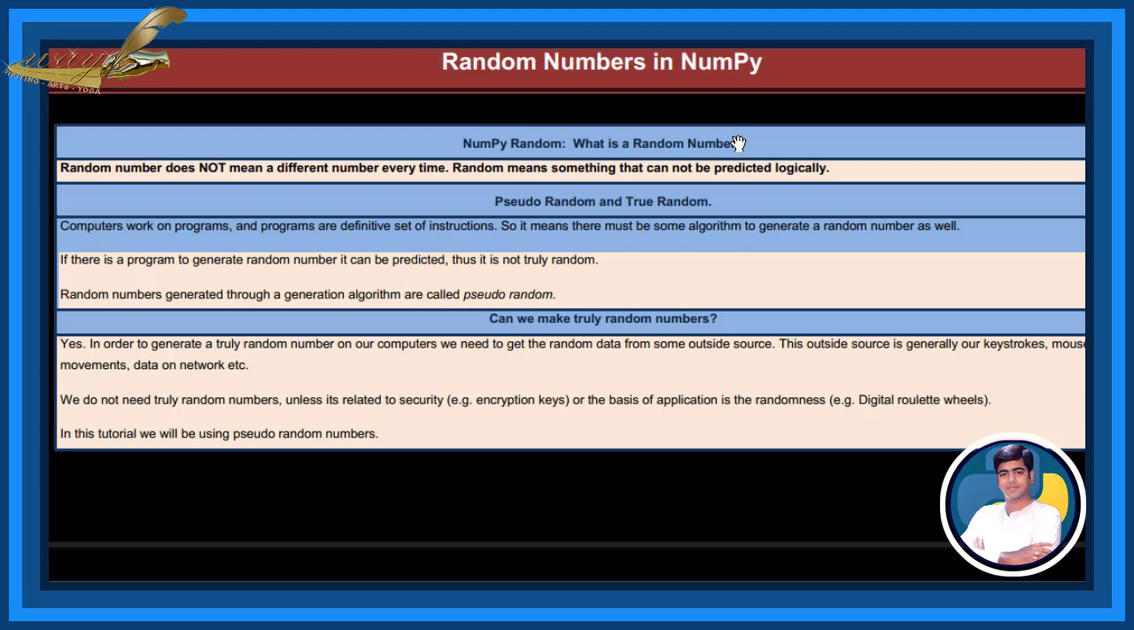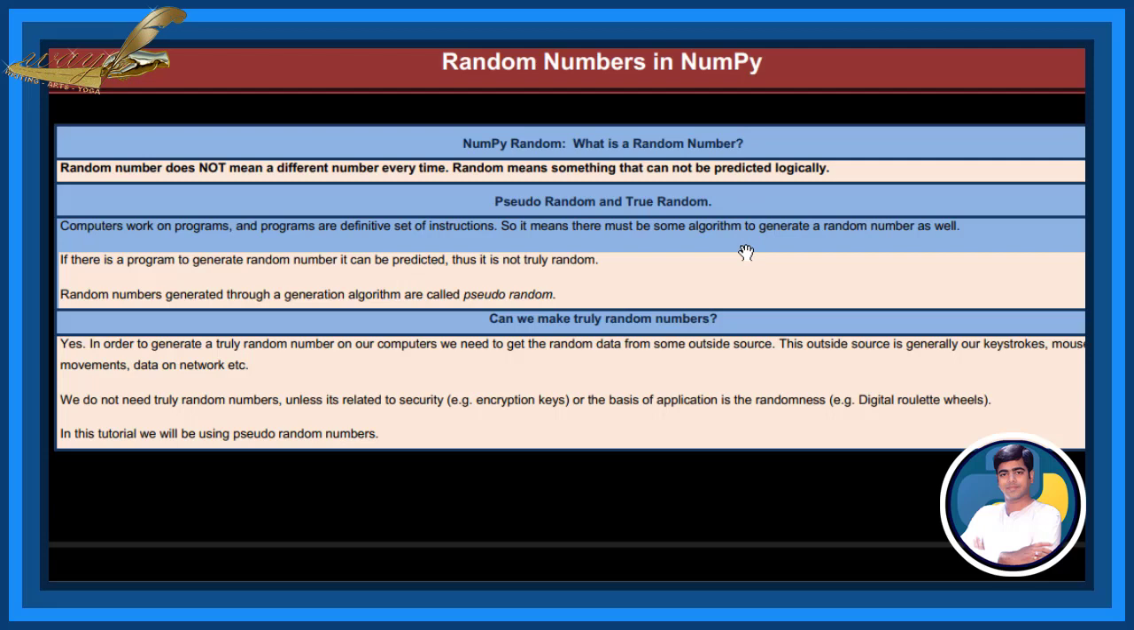Pseudo-random and true random. Computers work on programs, and programs are a definitive set of instructions. So it means there must be some algorithm to generate a random number as well. If there is a program to generate a random number, it can be predicted, thus it is not truly random. Random numbers generated through a generation algorithm are called pseudo-random. Can we make truly random numbers?